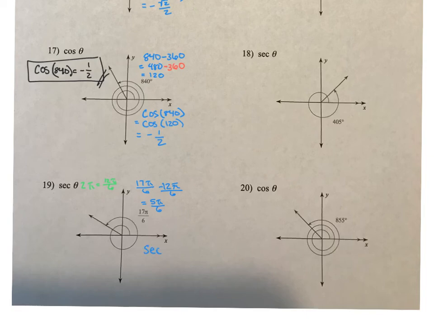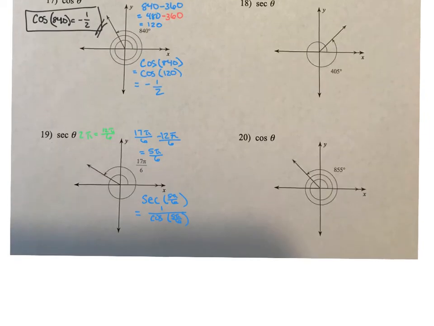So when I'm trying to find secant of 5 pi over 6, I look at that and I go, I don't know what that is. I don't know what secant is. Well, secant is 1 over cosine. So this is the same as 1 over cosine of 5 pi over 6. And you know what? I know cosine. That's something that's on my unit circle. That's something that I recognize. So let's see. Cosine of 5 pi over 6 is the negative square root of 3 over 2. So this is going to be 1 over the negative square root of 3 over 2.